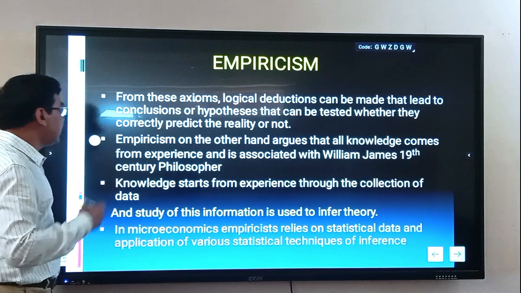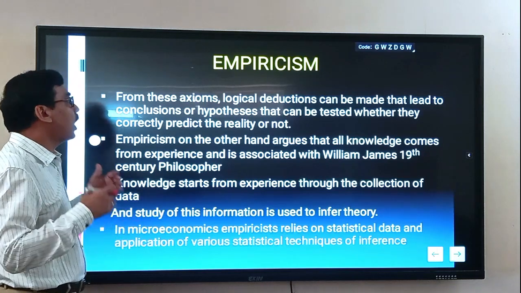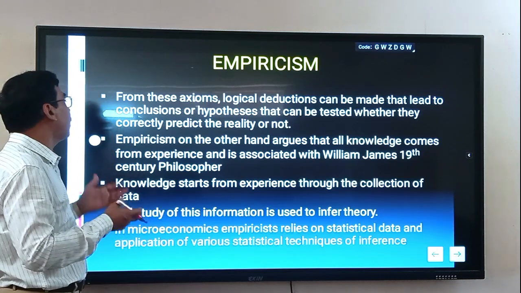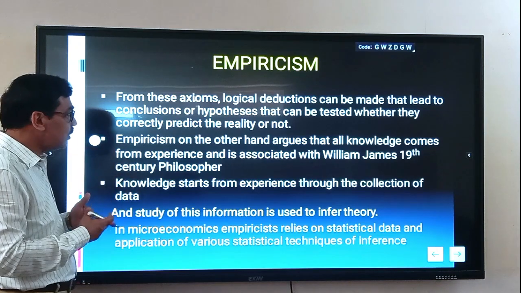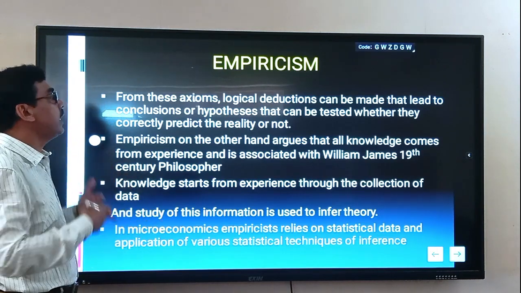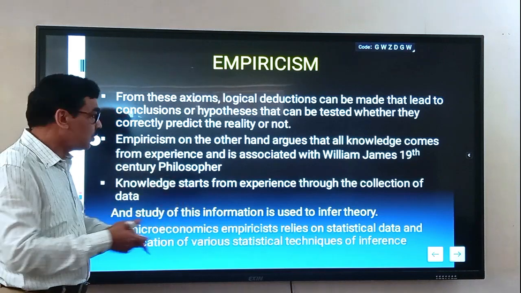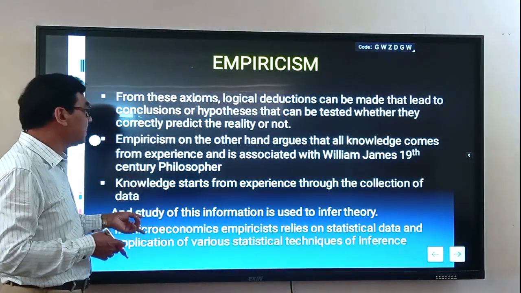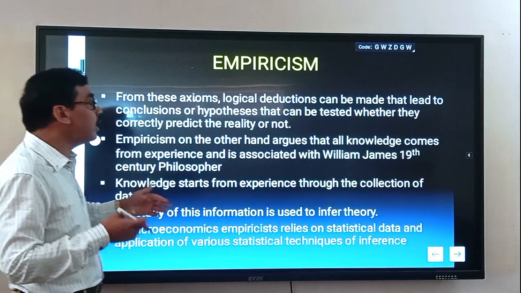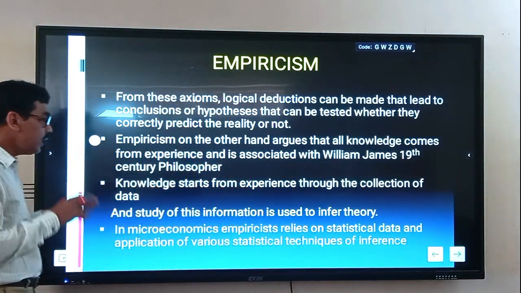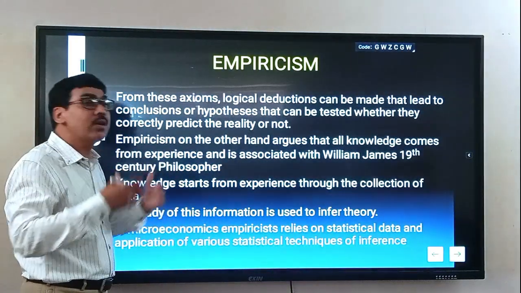The next one is empiricism. From these axioms, logical deductions can be made that lead to conclusions or hypotheses that can be tested to see whether they correctly predict reality or not. That means in empiricism, from these axioms, we get the data, we take the observed phenomena and we test whether it correctly predicts reality or not. Empiricism, on the other hand, argues that all knowledge comes from experience and is associated with William James, a 19th century philosopher. So knowledge starts from experience through the collection of data. We get knowledge not by mind, but by collection of the observed facts.